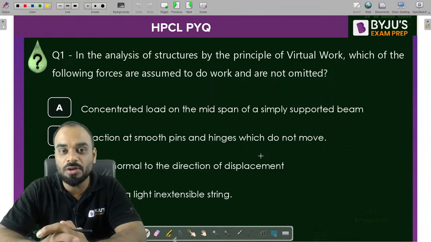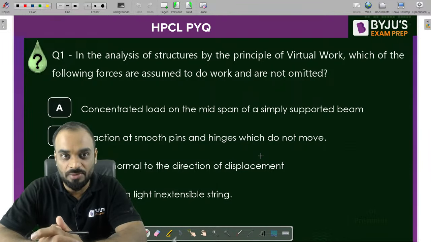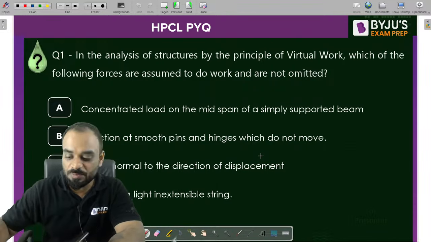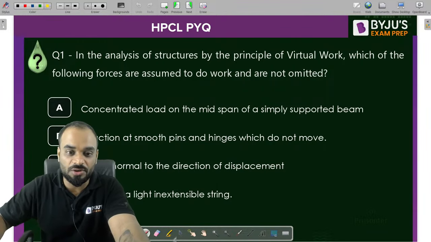But guys, the largest number of questions they have asked are from environmental engineering. So whenever you are trying to revise your subjects, give priority to environmental engineering first. Okay. So let's solve this particular question, which is question number one in front of you.